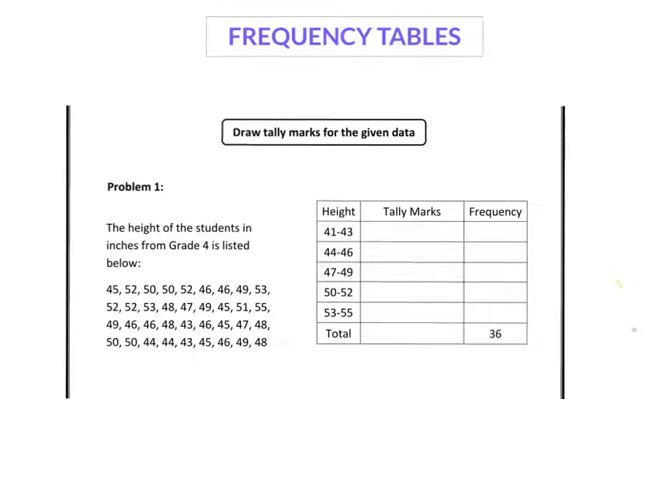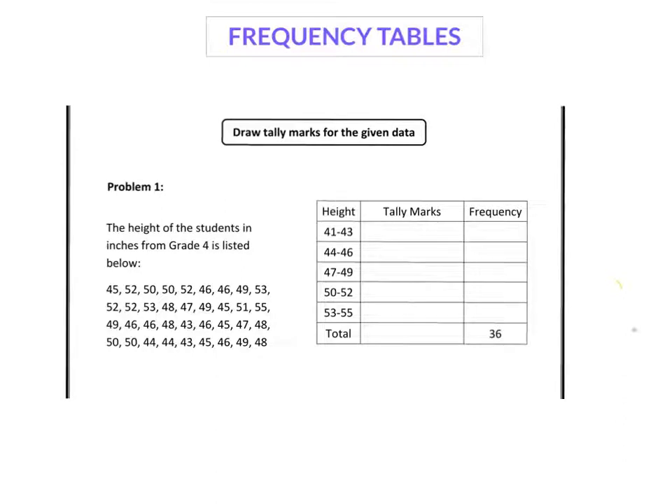In this lesson, we're going to look at frequency tables. A frequency table is a way to condense a list of data into a compact form so that we can quickly see what the overall results look like. So in this example here, they've collected the height in inches of all these grade 4 students.